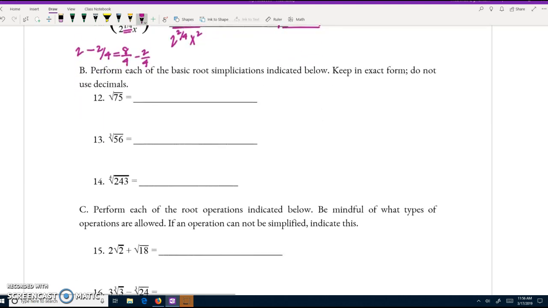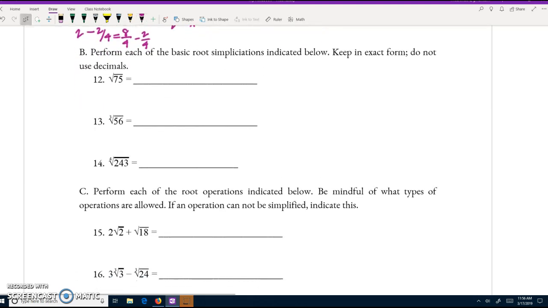Now we've got some root simplification. So what we want to do is find any perfect values that divide into the numbers that we're given, based off of the root that we're operating with. So go ahead and get your list of perfect cubic, perfect quartic, perfect quintic values. And then we're going to be working with square roots as well.